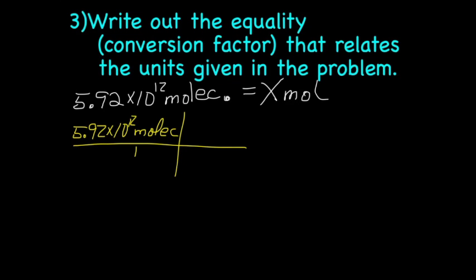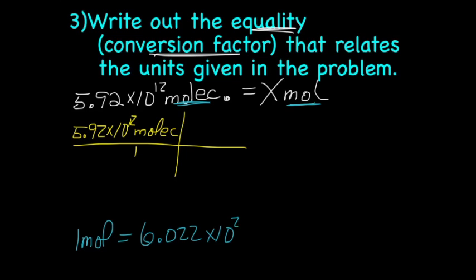All right, the next thing we do is write out the equality or conversion factor that relates the units given in the problem. And in this problem, we have molecules and moles. And for today, you only have one choice, but of course, we'll be adding on more as we progress through the unit. So we have the equality 1 mole equals 6.022 times 10 to the 23rd molecules. Okay, and we've got moles and molecules here, and molecules and moles here. So that's the equality we're going to use for this particular problem.